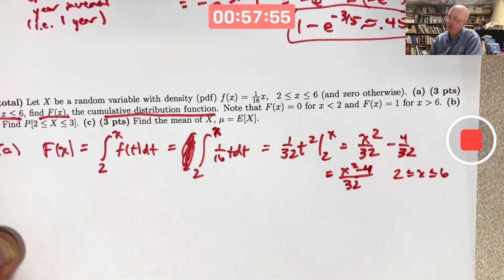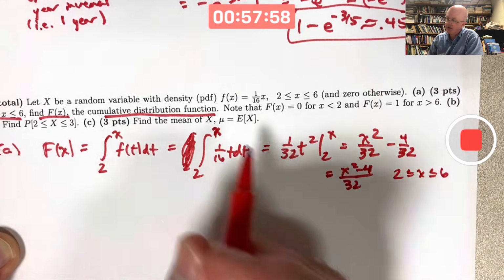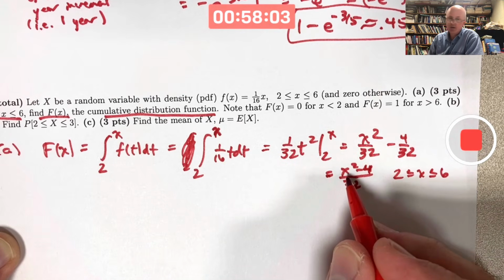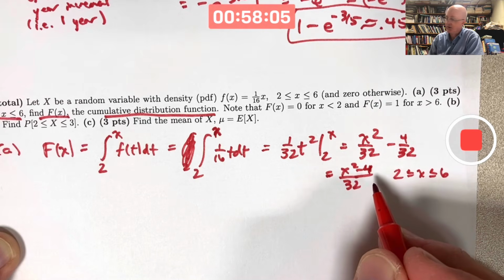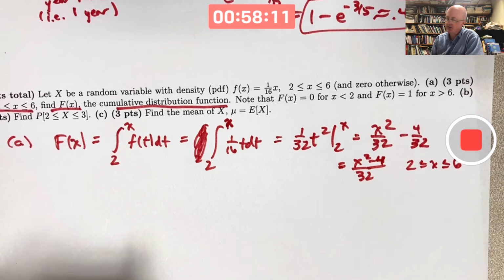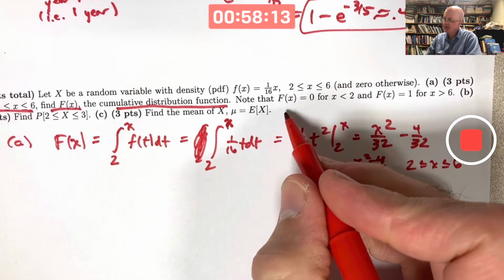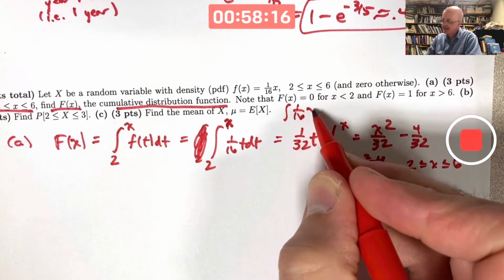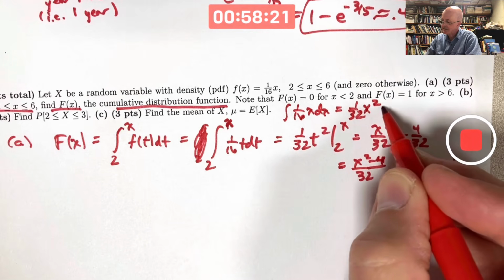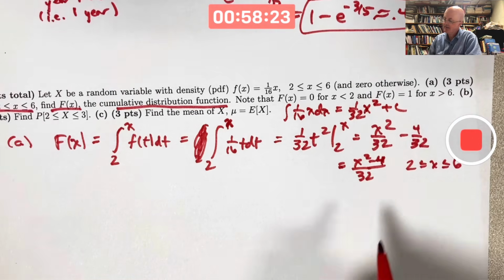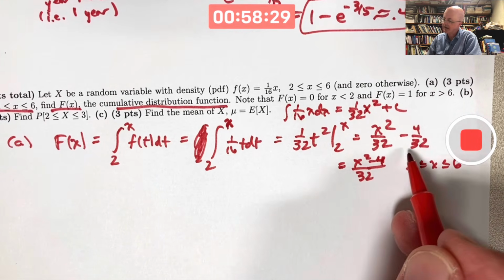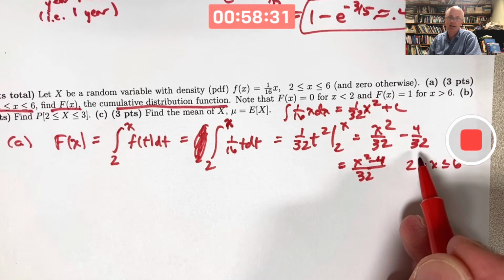Check that it equals 1 when x is 6, the right endpoint here of where little f was positive. 6 squared is 36. 36 minus 4 is 32. 32 divided by 32 is 1. Yes, this looks like it's right. So it's a particular antiderivative. You could just do an indefinite integral of little f and get a plus c. And then you would have to figure out what c is to make capital F of 2 to be 0, for example. And c would end up being negative 4/32, which is, again, negative 1/8.